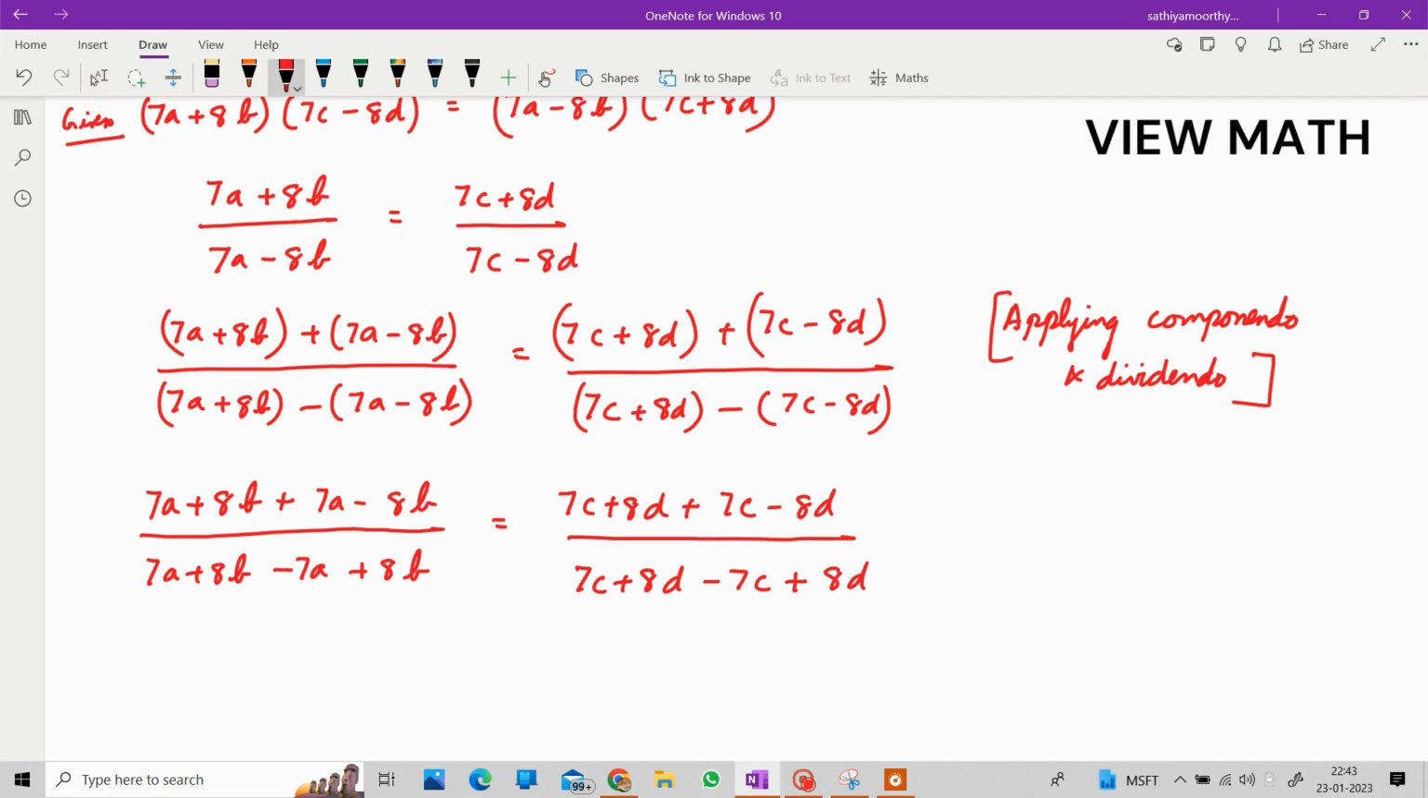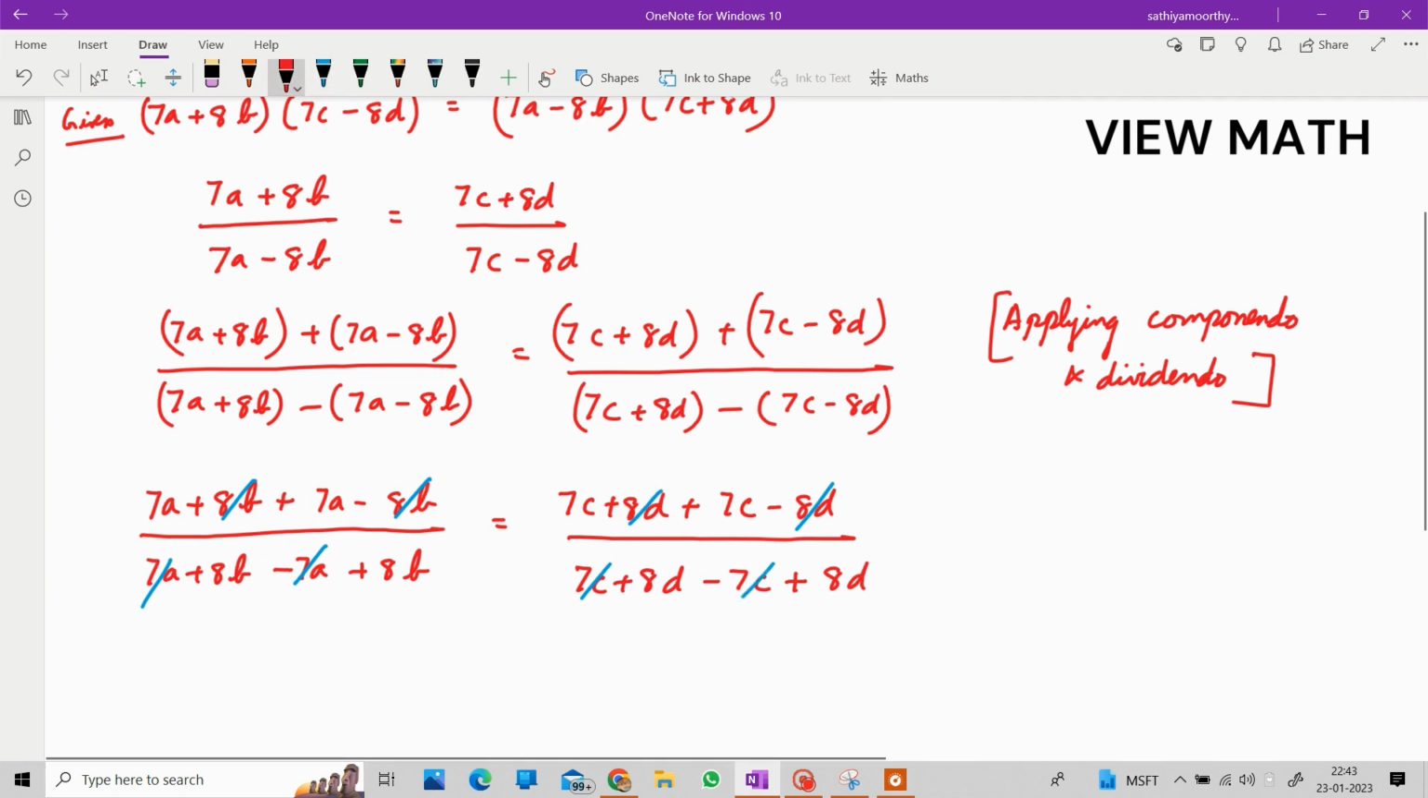Now let me cancel the common terms on both the sides. Here 8b and minus 8b I can cancel. 7a and negative 7a I can cancel. Here 8d and minus 8d I can cancel. Here 7c and minus 7c I can cancel.